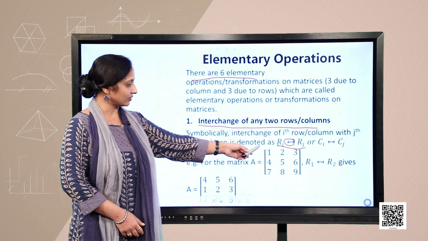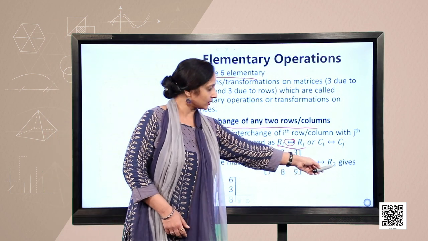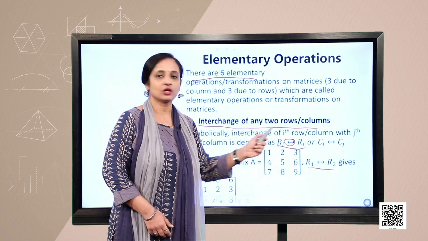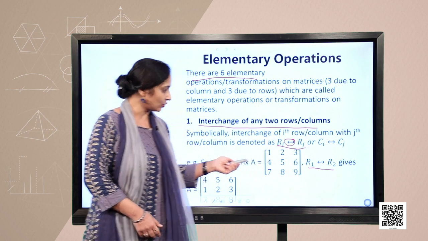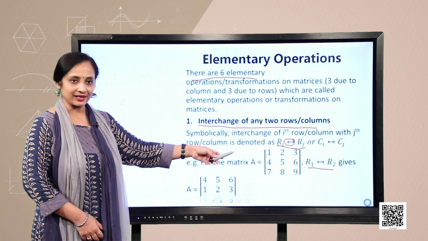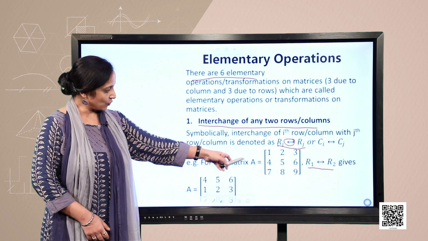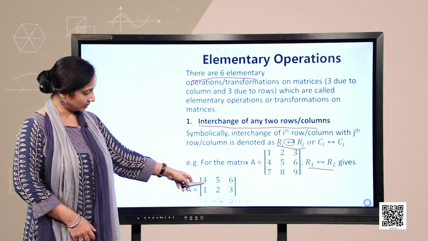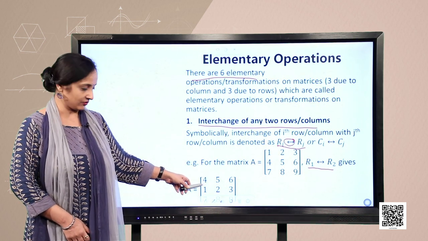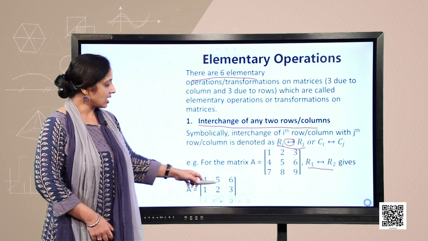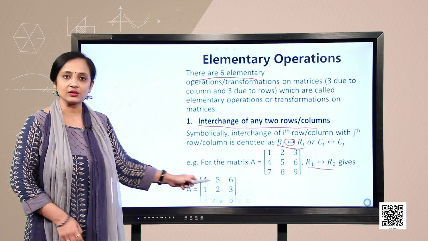For example, for this matrix A, if you wish to interchange the first two rows, row 1 and row 2, that can be denoted by that. And you can see here 4, 5, 6, R2 over there has been changed as R1 here. And 1, 2, 3, R1 has been made R2 here.